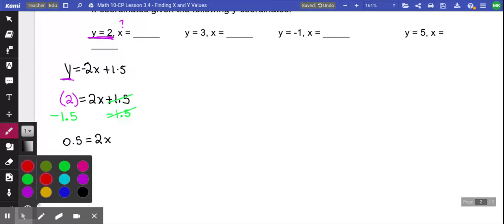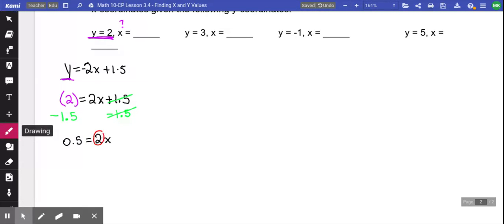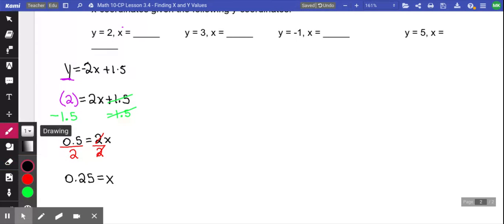Now I need to move this 2. This 2 is being multiplied by the x, right? Because there's nothing in between the 2 and the x. The opposite of multiply is dividing by 2. And what you do to one side, you do to the other. So I also divide the other side by 2. If you put that in your calculator, you get 0.25 equals x. And now you know that when y equals 2, x equals 0.25.